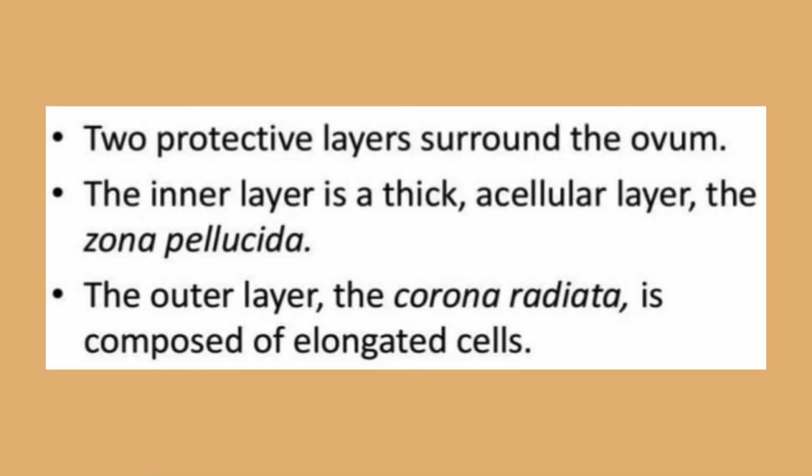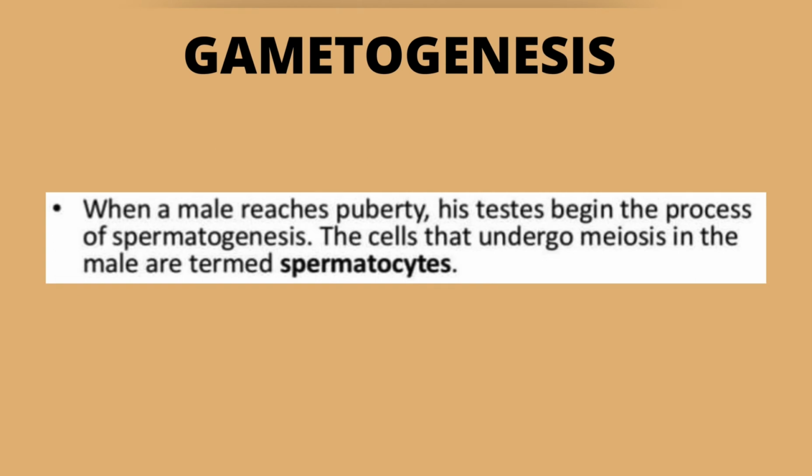Then, two protective layers surround the ovum. The inner layer is a thick acellular layer, the zona pellucida. The outer layer, the corona radiata, is composed of elongated cells. Then we will talk about gametogenesis. When the male reaches puberty, his testes begin the process of spermatogenesis. The cells that undergo meiosis in the male are termed spermatocytes.